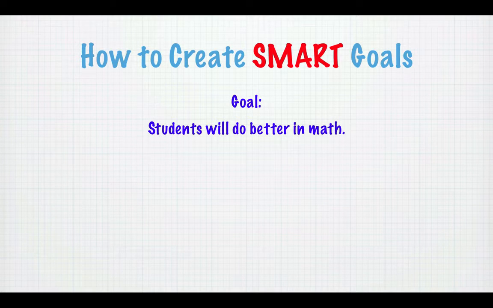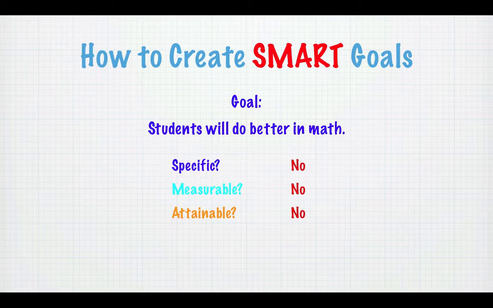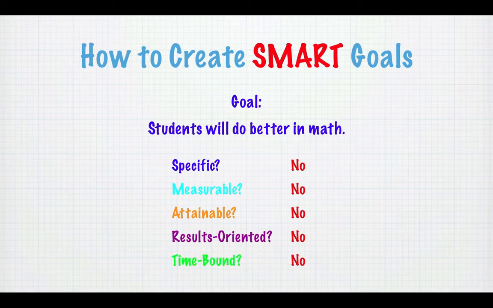Let's start with a goal of students will do better in math. Now, is that a SMART goal? Let's take a look. Is it specific? No. Is it measurable? No. Is it attainable? Not necessarily. Is it results oriented? Definitely not. And is it time bound? No. Let's take a look at another example.